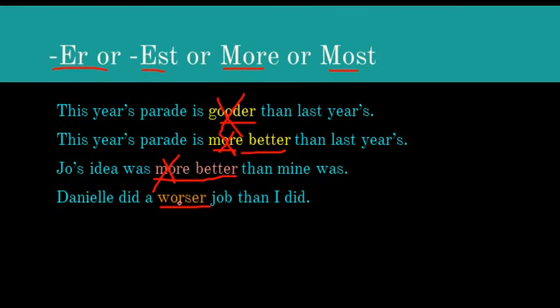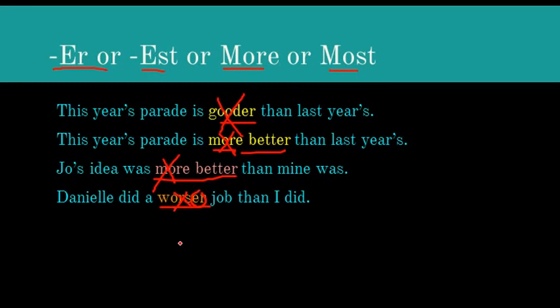Next example. Daniel did a worse job than I did. Now worse with er. This is wrong. Do not add er or est to create comparative or superlative degree with good and bad. Worse is a comparative degree of bad. So we do not add er. This sentence is grammatically wrong.